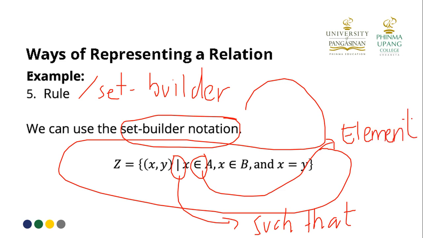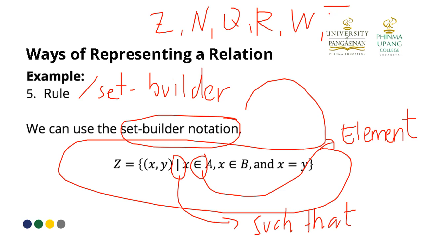Before we proceed, in rule form, the letters commonly used are z, n, q, r, w, and c. So what is z in the world of mathematics? Anyone? What is z? In the 4 types of numbers we have, what is the symbol z?